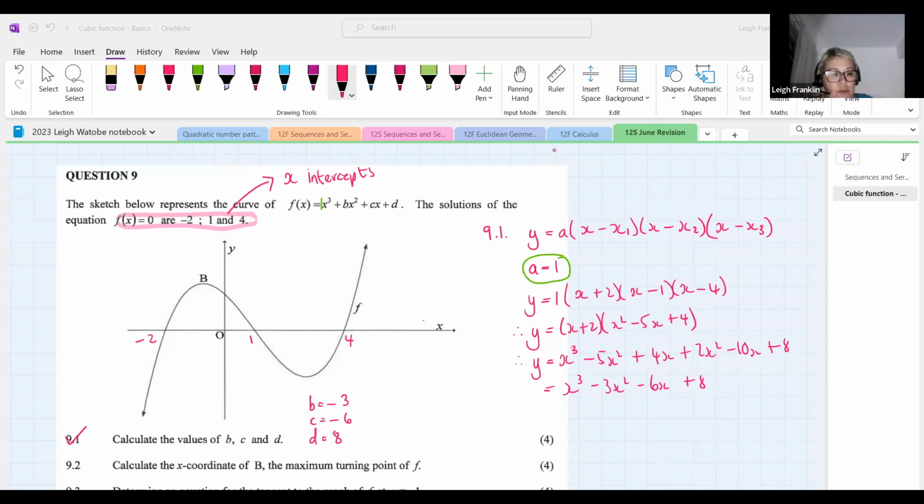In 9.2, calculate the x coordinate of B, the maximum turning point. So we should all be able to do that, okay? So I'm going to let you guys do that as well. The x coordinate, they just want the x coordinate. They don't want the y coordinate. They just want the x coordinate at B. Good, Ikarabeng, that's correct.